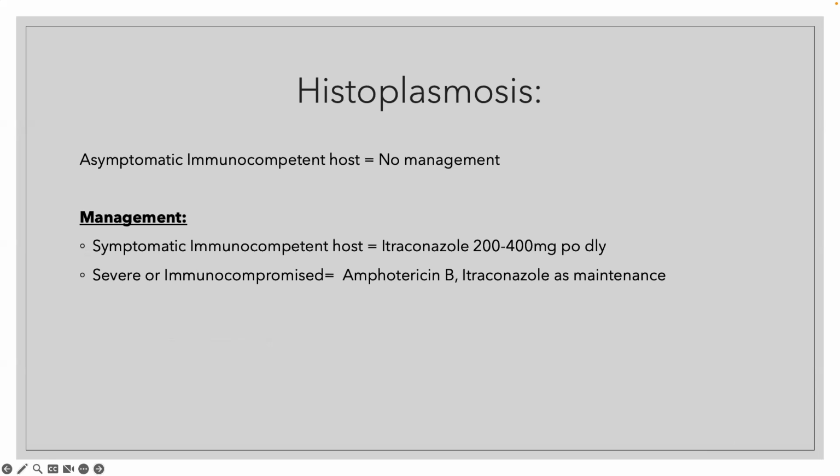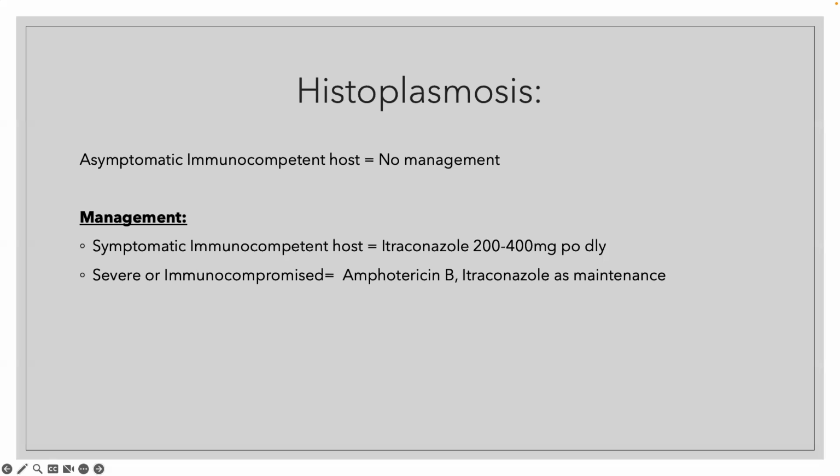Right. In asymptomatic histoplasmosis, treatment may not be necessary. In the immune-competent host with mild to moderate stable disease, itraconazole 200 to 400 milligrams per day remains the treatment of choice. However, in symptomatic or disseminated disease, systemic antifungal therapy with amphotericin B is required. It's given intravenously at a dose of up to 1 milligram per kilogram per day, and this is followed by maintenance itraconazole. HIV-infected patients with disseminated histoplasmosis will require lifelong maintenance therapy after their initial treatment with amphotericin B.